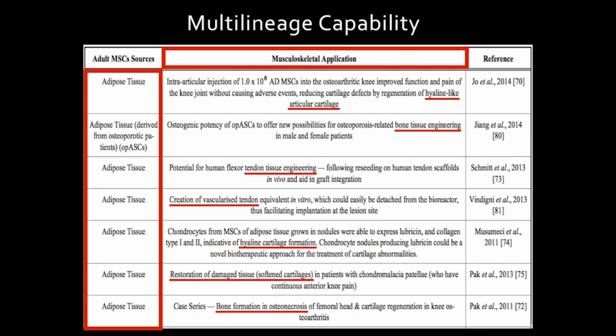What I wanted to show you next is the multi-lineage capability of adipose-derived stem cells. Here on the left-hand side, these are all the studies listed that I could find. On the left-hand side, you see it's all adipose tissue. The center is the musculoskeletal applications. The right-hand side are the references. And I've highlighted all of the multi-differentiation capacities of the adipose. You can see hyaline-like cartilage, bone tissue engineering, tendon tissues, vascularized tendon, hyaline cartilage, soft tissue cartilages, bone formation. An incredible variety of regenerative capability out of the adipose-derived stem cells.